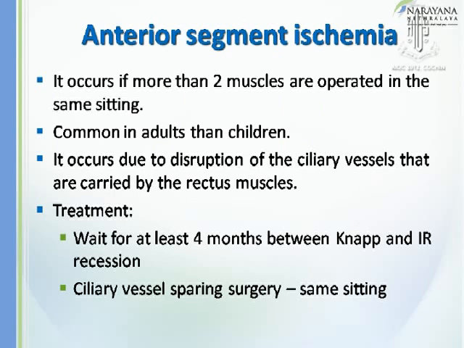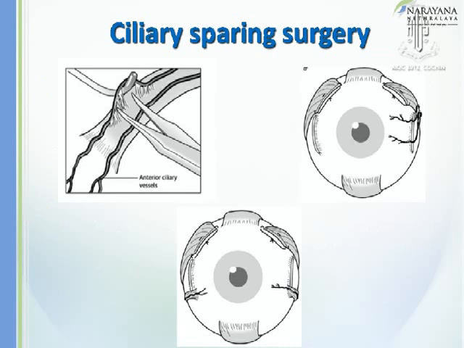Anterior segment ischemia could be common if we operate on more than 2 muscles, though it's not very common in children, it's seen more in adults, and that can be avoided by either waiting between 2 surgeries or doing a ciliary sparing surgery as shown here. The other thing you can do is leave one of the vessels behind, so take only a part of the tendons, more than 2/3, and then transpose it upwards.